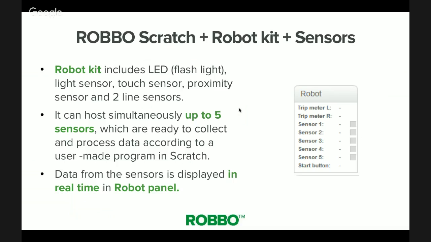So the RoboKit can contain simultaneously up to 5 sensors. There are 5 places for those sensors. They are all numbered, so you will never get it wrong. All the parameters, all the data from the sensors, can be seen on the robot panel, which you can see on the right, as written in the slides right now. It's on the right, but actually it's on the left in Scratch. There are trip meters, left and right for the wheels. Then there are sensor places. You can see that there are small blocks, 1, 2, 3, 4, 5 of them.